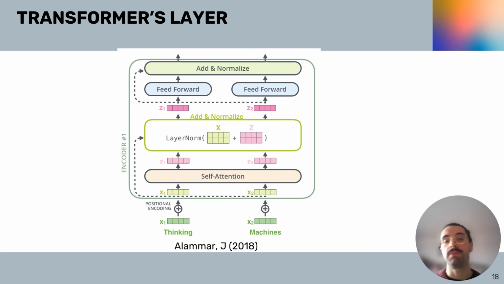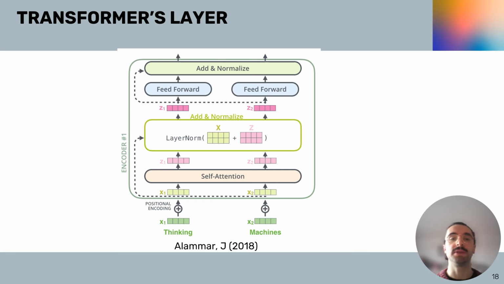The first major block within the encoder is the self-attention mechanism. Here, the input embeddings, x1 and x2, are processed to generate new representations, z1 and z2. Self-attention allows each token to focus on different parts of the input sequence, capturing dependencies irrespective of their distance from each other in the sequence.